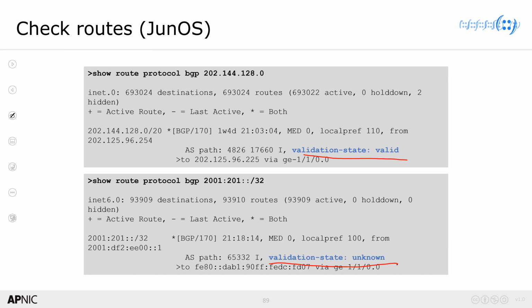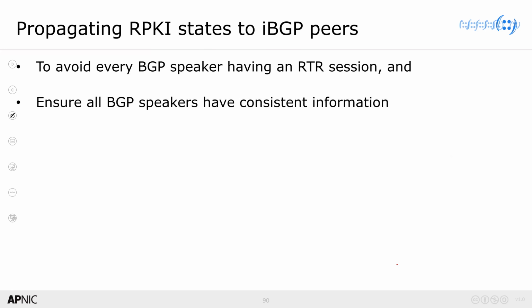So what about pushing this data down to our iBGP peers? We want to make sure that not every router or BGP speaking router in our network needs to have a router session. Like I said, it's all your eBGP talking out to the big bad world, whether that be to your downstream customers or out to your upstream transits, or even on your IX routers, your peering routers. So you have to make sure that everybody has the same information.